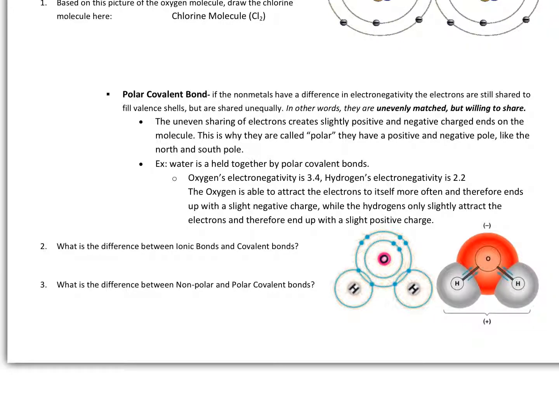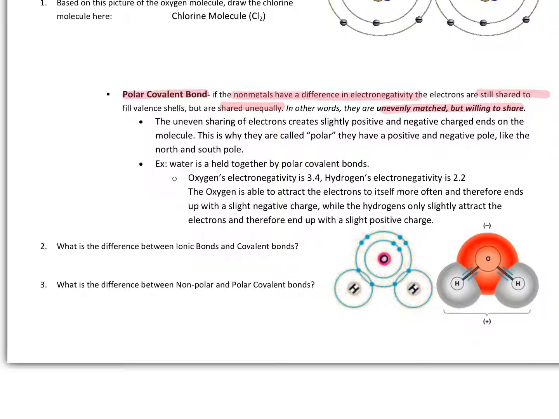Now the polar covalent bond is if the nonmetals have a difference in electronegativity. If they have a difference in electronegativity, the electrons are still shared. Neither one of them is strong enough to win the tug of war, but they're shared unequally. One of them is able to pull that flag closer to itself at all times. What this means is they are unevenly matched, but still willing to share, or the fight still goes on.